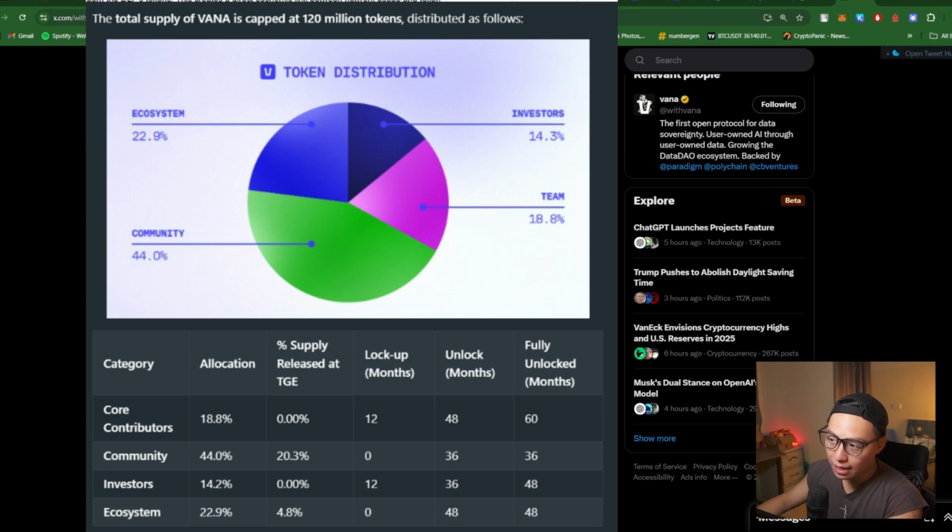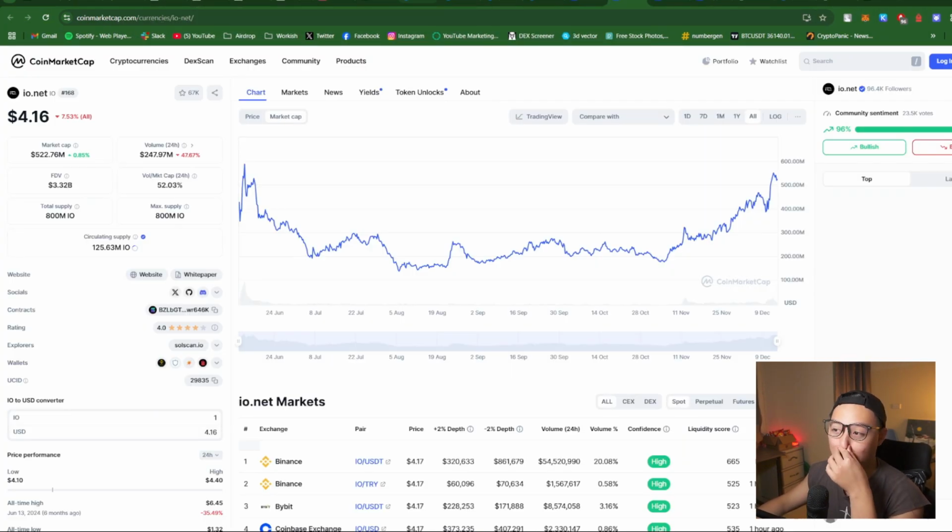The core contributors 18.8%. There is a 5-year vesting schedule, 1-year cliff, 4-year unlock. That's crazy, right? And the investors is 14.2%, 4-year vesting, 1-year cliff, and 3-year unlock. They are serious. They are locking this really, really long. I like it. I've looked at VANA and I've looked at other similar protocols that are mostly dealing in data and AI, right? So I specifically looked at 3 projects, and I compare VANA to them.